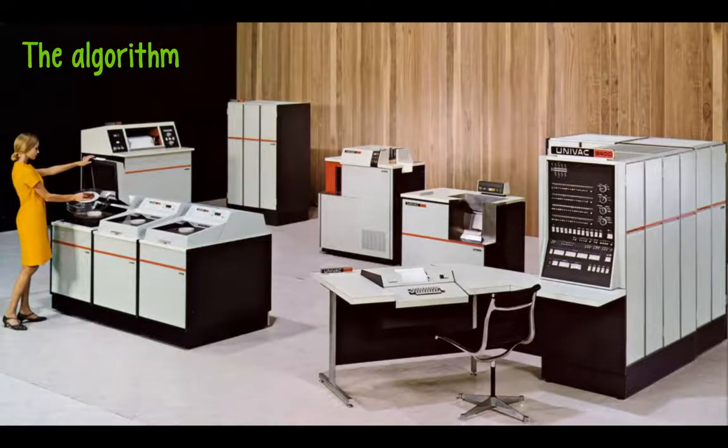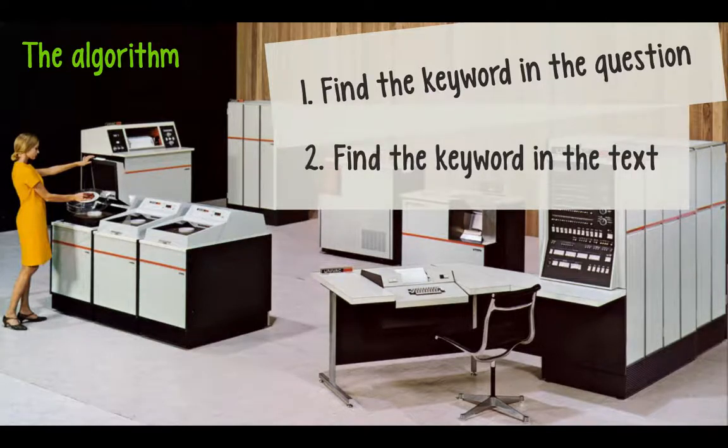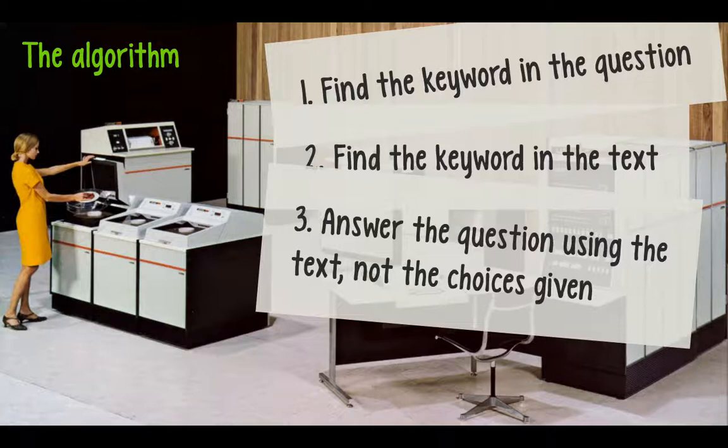Okay, so exactly what is your algorithm? It's these following steps. Number one, you need to find the keyword in the question. This is super important. You find the keyword in the question. And then you're going to find the keyword that's in the text that is either exactly the same as the question or it's restating that keyword in a different way. Then you need to answer the question using the text, not the choices given. I want you to ignore the 4 possible answers that they give you for these questions. What you're focusing on is the question that they gave you and then finding the answer in the text.